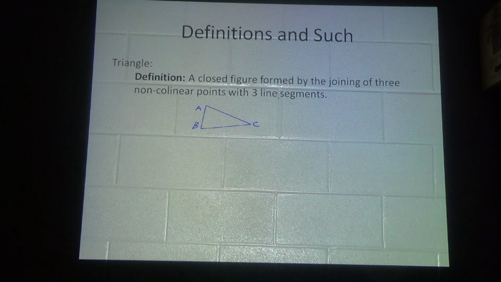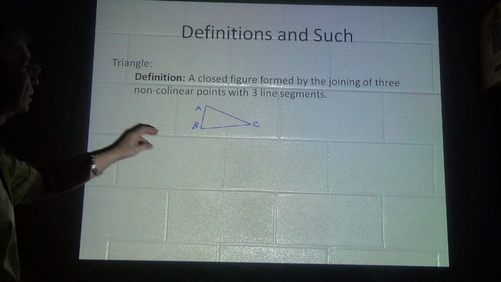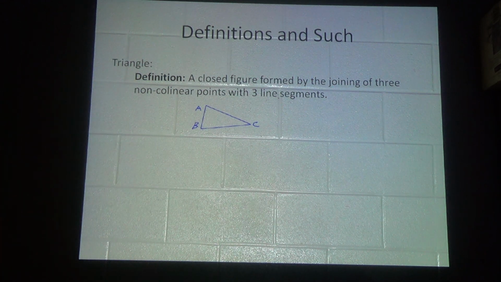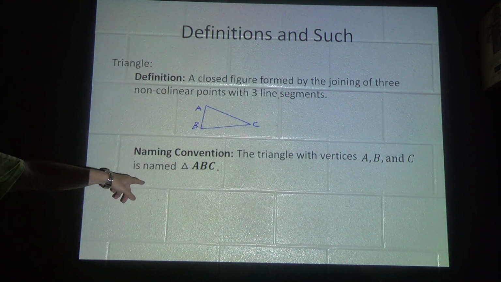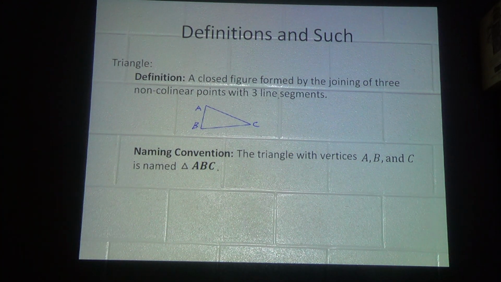The definition is it's a closed figure that's formed by the joining of 3 non-collinear points with 3 line segments. Okay, this is a picture of one labeled ABC, and this is what it looks like. Okay, naming convention, the triangle with vertices A, B, and C is simply named triangle ABC.